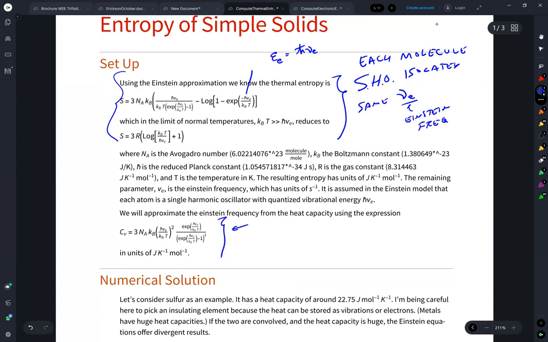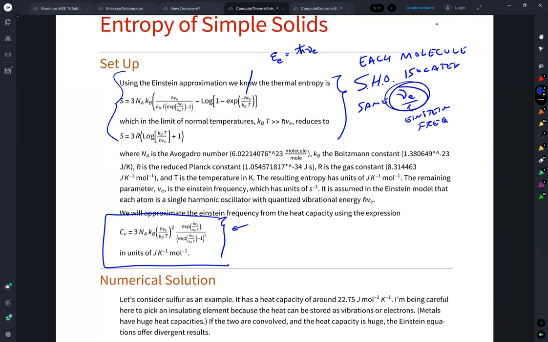This is the heat capacity due to the Einstein approximation. And somewhere on my YouTube channel, I've derived this as well. I can't find it. Maybe I'll put a link to it at the end of this video. But this gives us the molar heat capacity. And the reason you need that is because you don't know the Einstein frequency.